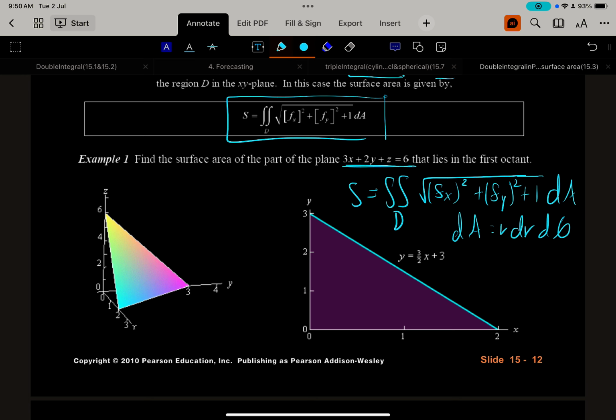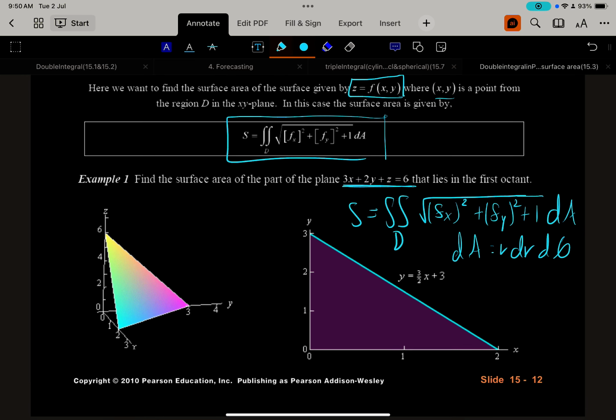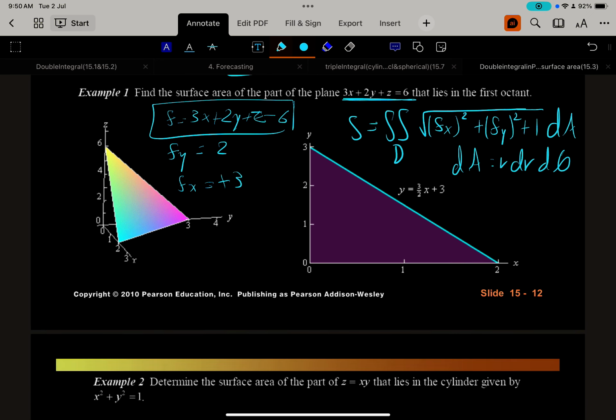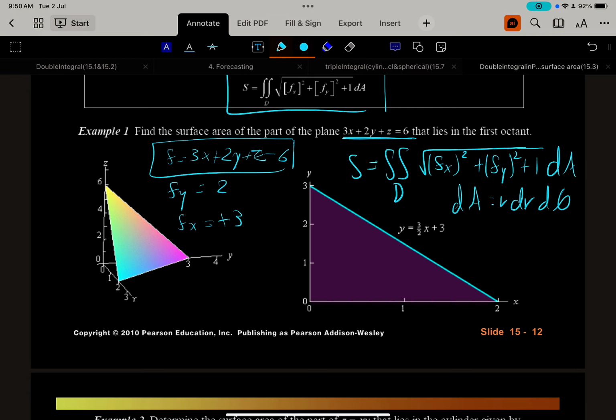find the surface area of the part of the plane. So this is our plane that lies in the first octant. Let's say f equals 3x plus 2y plus z minus 6. Now this is our f. If we want to find fy, it equals 2, and fx equals positive 3. So we need the surface area of the part of the plane that lies in the first octant.